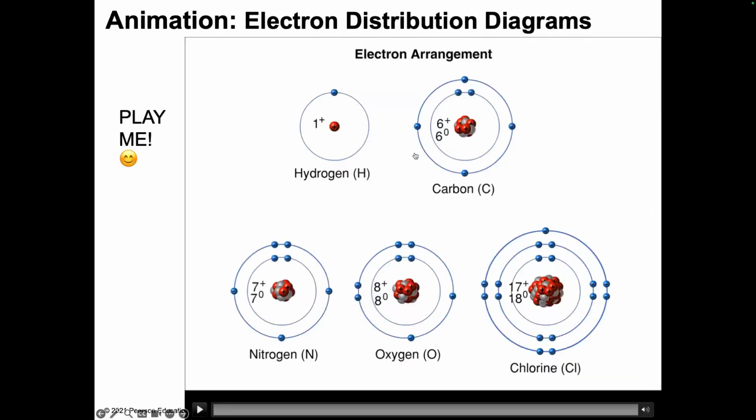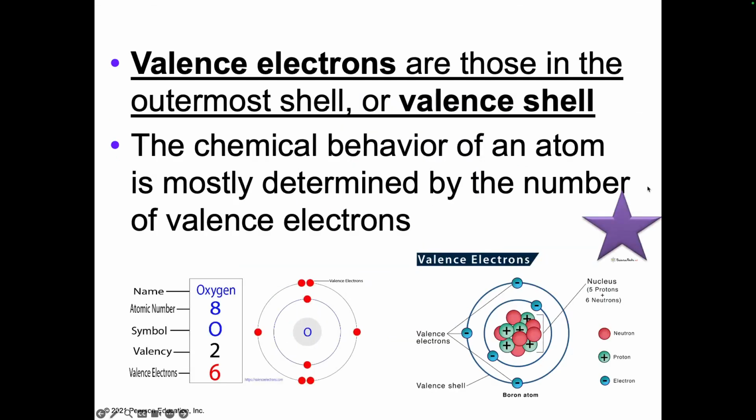All right, and this is a video talking about the electron arrangement that you can play on your own time. Valence electrons are those in the outermost shell, or the valence shell. The chemical behavior of an atom is mostly determined by the number of valence electrons.